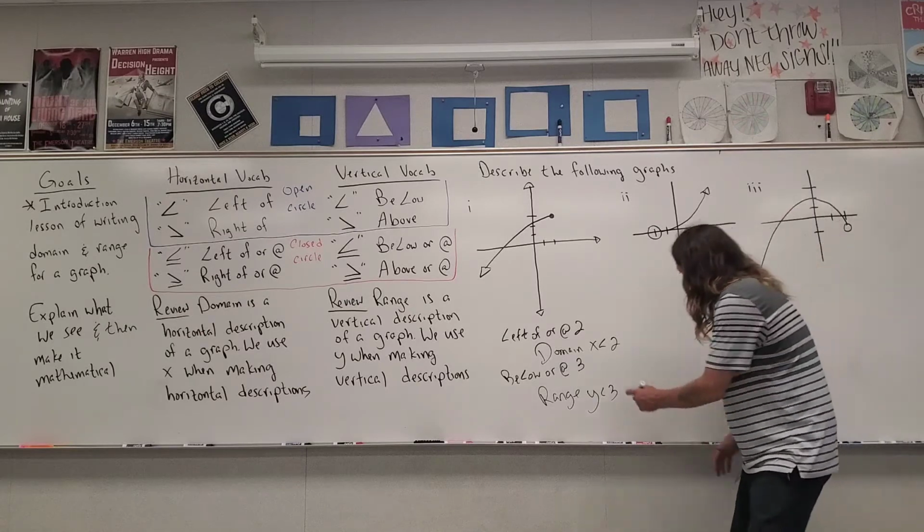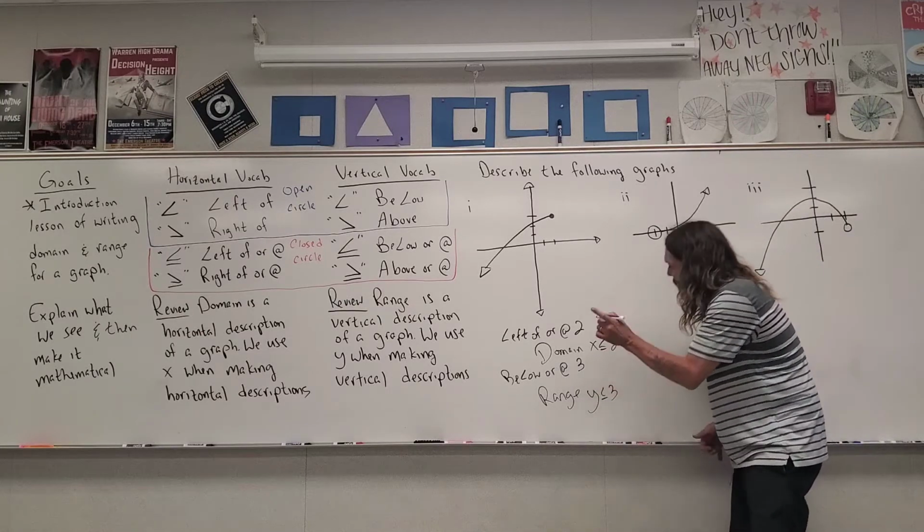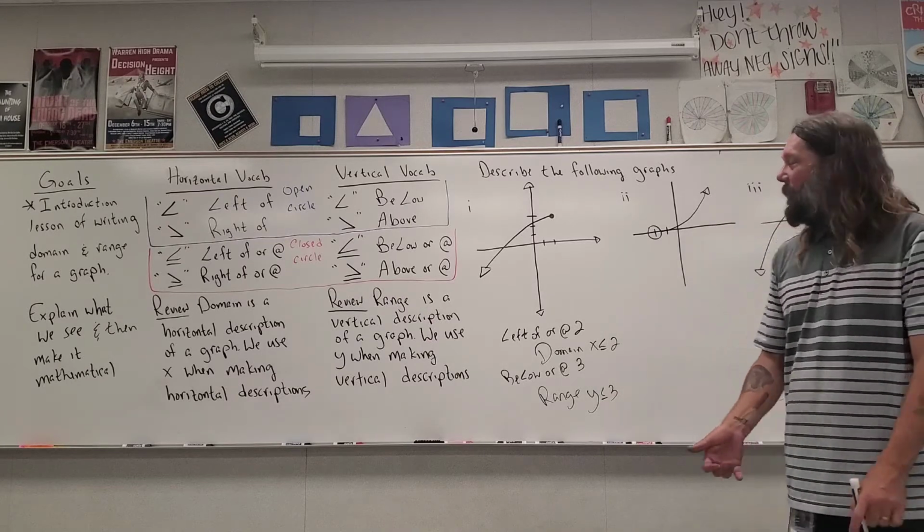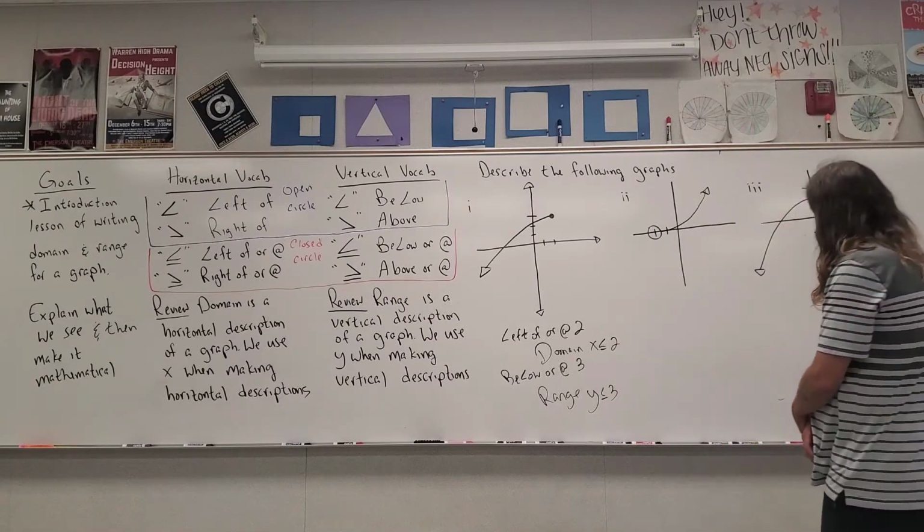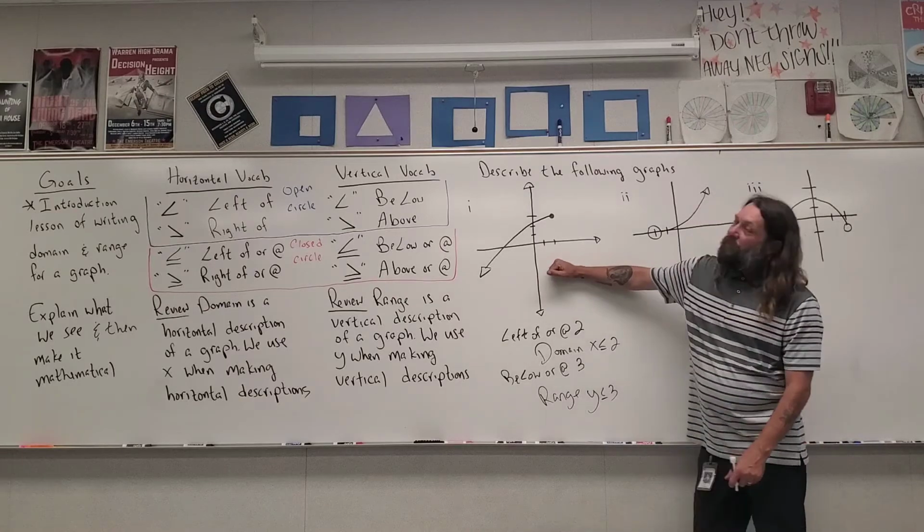Or at, oh, I made a mistake. It's or at. There we go. Now it's correct. I don't have to re-record this thing. All right, so that is an example of me writing the domain and range for this graph.